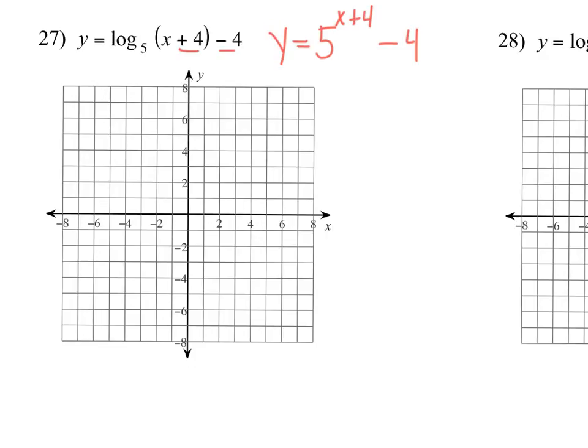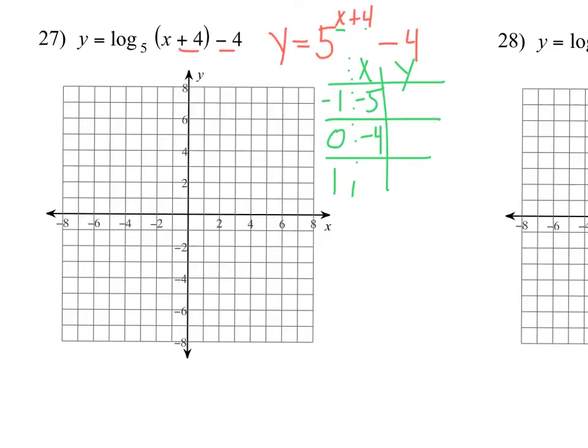I'm going to build my table. And again, it's really nice if I choose numbers that get the exponent equal to -1, get the exponent equal to 0, and get the exponent equal to 1. To get -1, we need -5, because -5 plus 4 is 1. To get 0, it's going to be -4. And to get 1, it's -3. This is just being a little bit careful with choosing points. This is not required, but this is a very helpful thing to do in terms of getting to an answer without too much in terms of decimals.